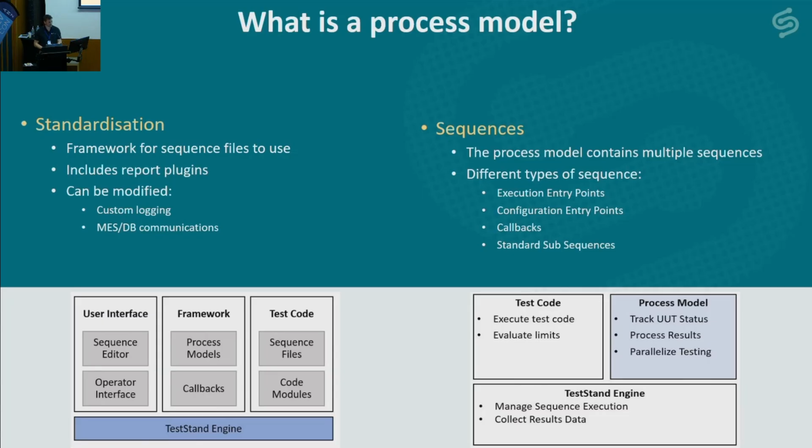On the sequences side of things, a process model is just another sequence file, just like you develop for your test application: a series of configurable steps that run a test. The process model is a specific type of sequence file, and that allows you to modify the behavior of some of those sequences and turn them into execution entry points, configuration entry points, and callbacks that the developer can then use to implement their final testing. And of course, you can still just use normal subsequences if you've got code to wrap up in there.